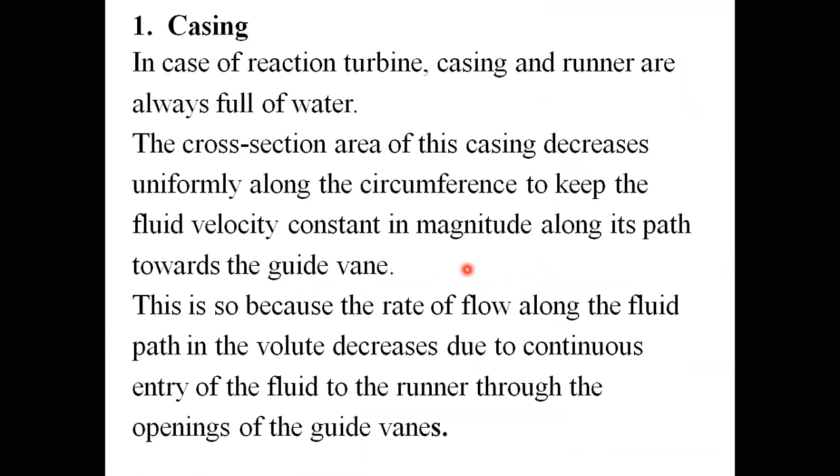In the case of a reaction turbine, the casing and runner are always full of water. But a Pelton turbine works at atmospheric pressure, so it is not required to keep the casing always full of water. The cross-section area of this casing decreases uniformly along the circumference to keep the fluid velocity constant in magnitude along its path toward the guide vane.